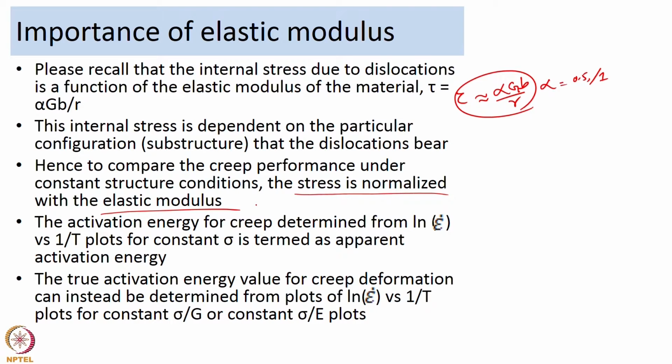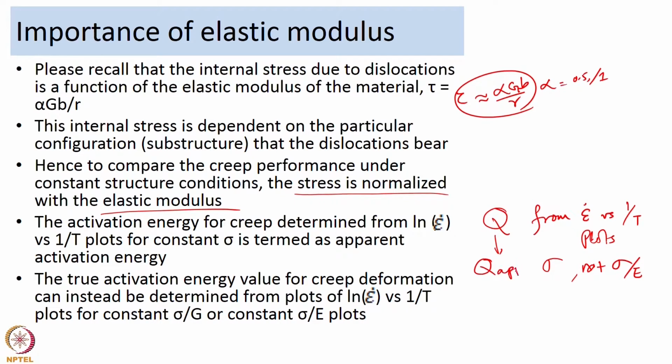Now, what that helps is, if you normalize the stress with the elastic modulus and then determine the different parameters, people have noticed that the activation energy Q determined after normalization is known as the true activation energy. If you are determining Q from strain rate versus temperature plots, but you are using only sigma and not sigma by E, then the Q that you will get will be known as Q apparent. It is not the real activation energy of the material.